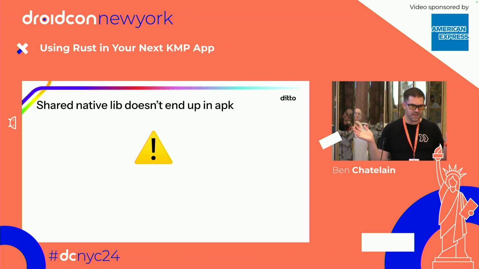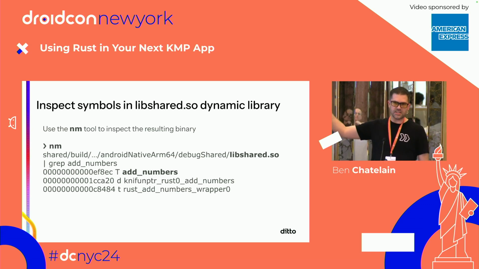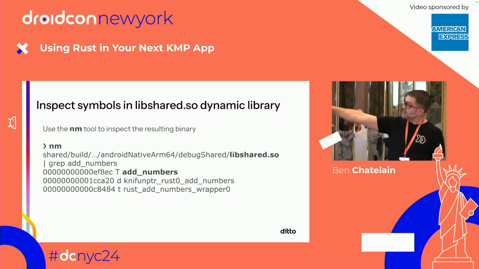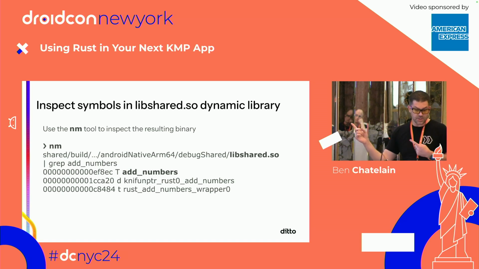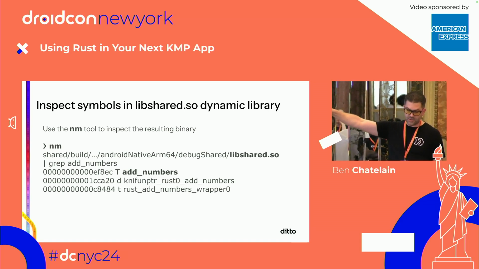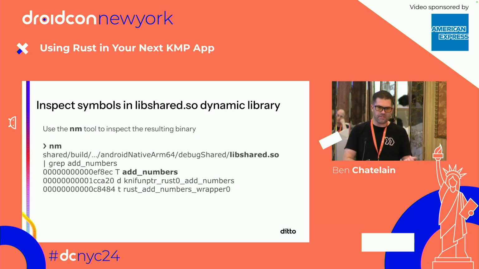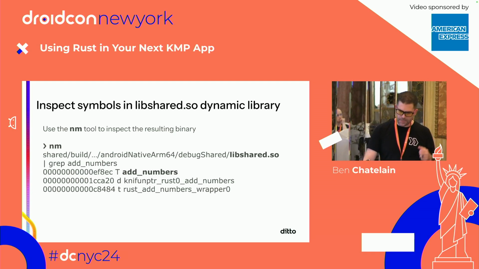You just hit build, and it builds something, and I was like, what is going on? So I went looking around, and I found this libshared.so hiding in the Android native ARM64 directory, debug shared. I'm like, that looks right. I take a look at it with nm, it linked it, and add numbers has an address. I'm like, okay, this is exactly what I want, but it didn't go anywhere. It didn't end up in the AAR file for shared, and it didn't end up in the APK for the app. So what's going on here?